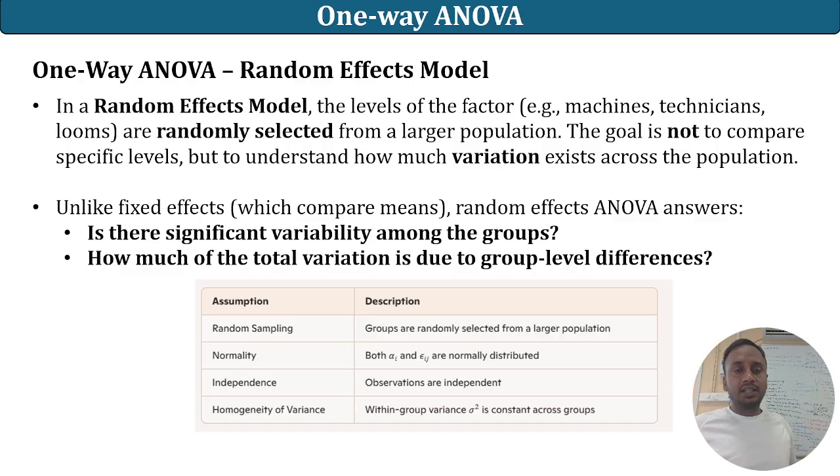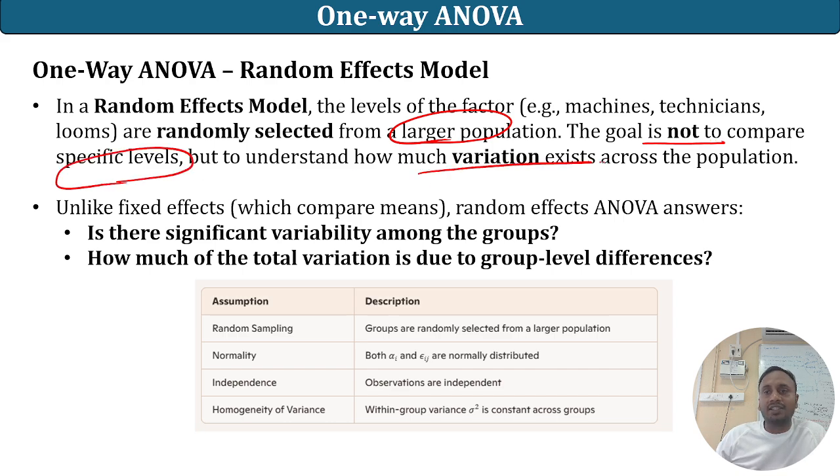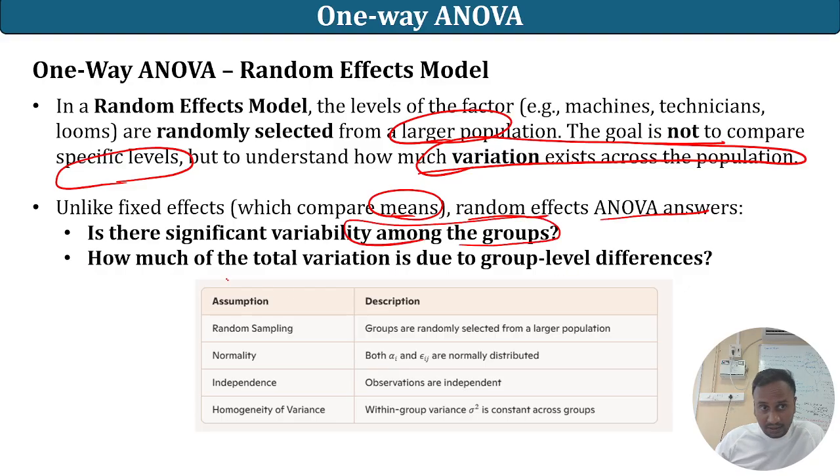So we have checked that, that was the fixed model. Now we'll go with the random effect model that we have to check. Like, let's say we are going to a larger population. The goal is not to compare between specific levels, but to see how much variation exists across the population. So this we have discussed. Unlike fixed effects, which compares the means, here random effect ANOVA answers whether there is significant variability among the groups or not, and how much of the total variation is due to group level differences.